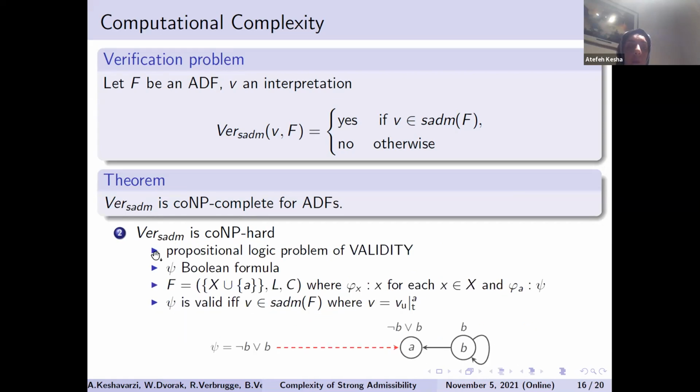For the hardness, we use the standard propositional logic problem of validity. We choose an arbitrary Boolean formula. We transfer it to an ADF: for each literal in this Boolean formula, we add one argument in this ADF, and we add one extra new argument. We define the acceptance condition of all the arguments that appear in this formula as X itself. And for the new argument, we define the acceptance condition as psi. We prove that psi is a valid formula if and only if the interpretation in which argument A is assigned true is a strongly admissible interpretation. And it shows that this problem is complete hard.